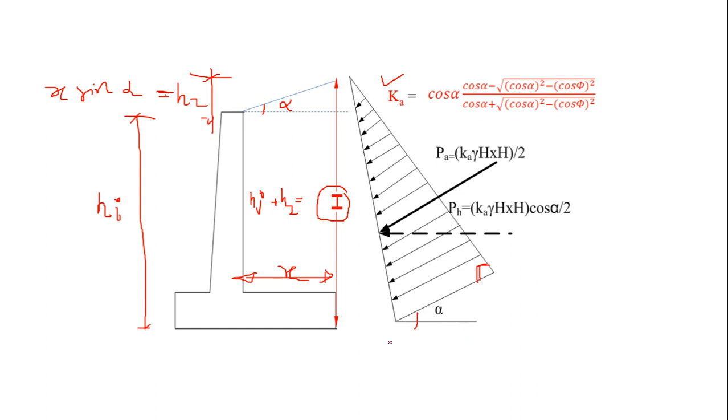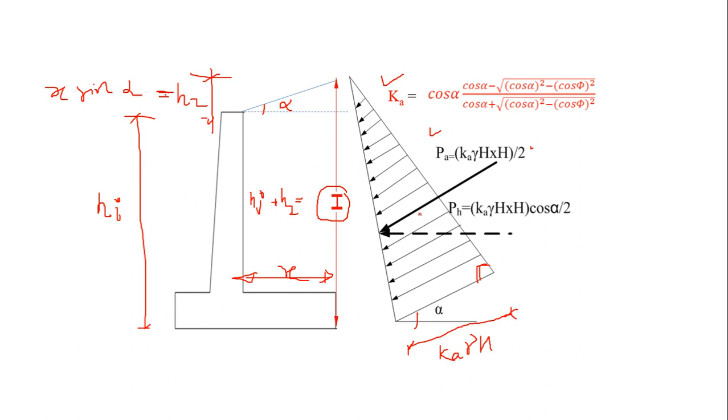Now the remaining theory is the same. The base is Ka into gamma into H, where gamma is the unit weight of the backfill, and H is this total H. So this is the pressure distribution magnitude, and the area of this triangle gives us the value of Pa. So half into base, Ka into gamma into H, is nothing but the Pa value.